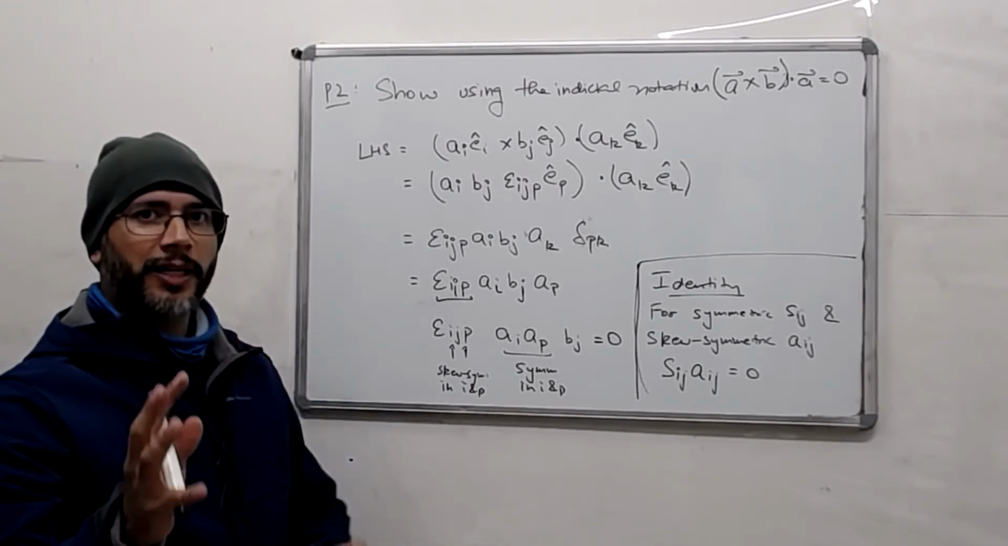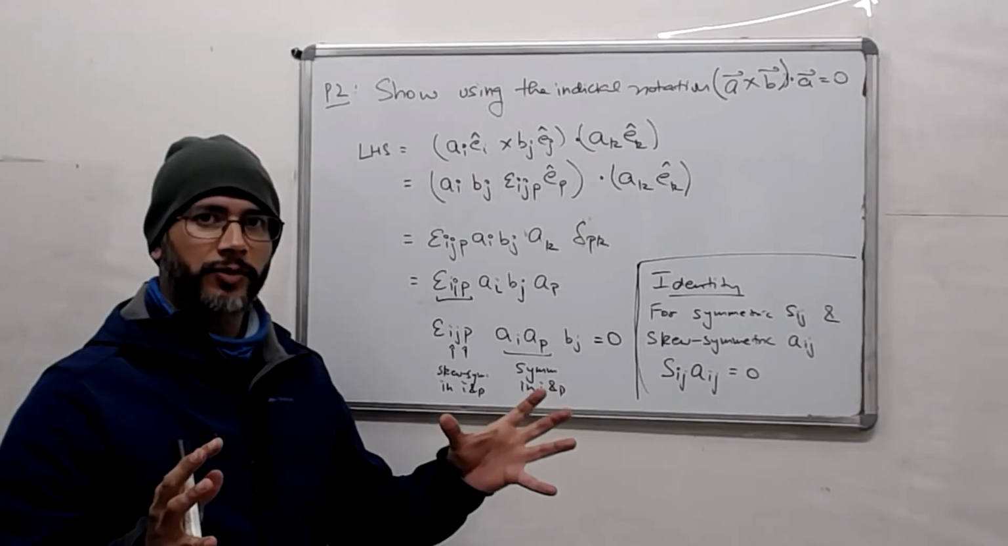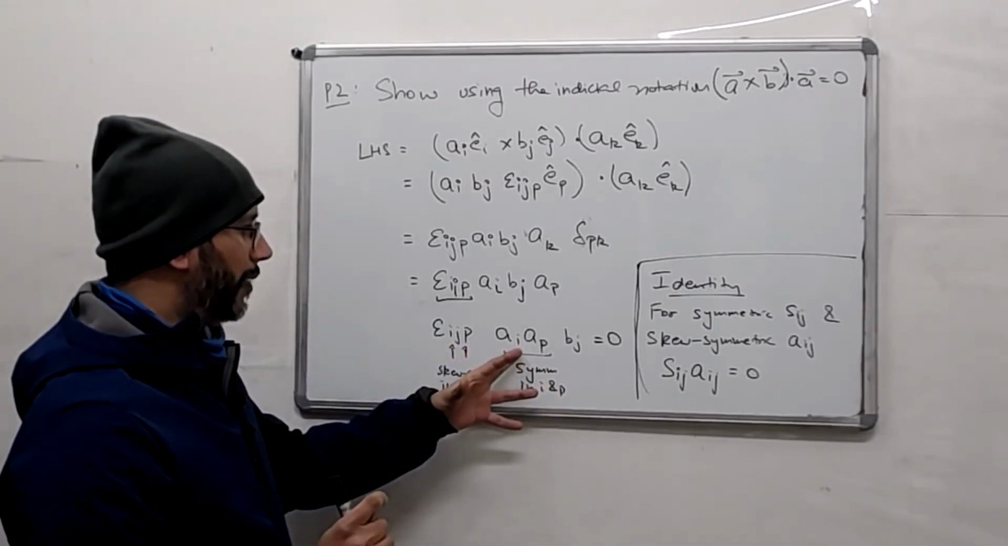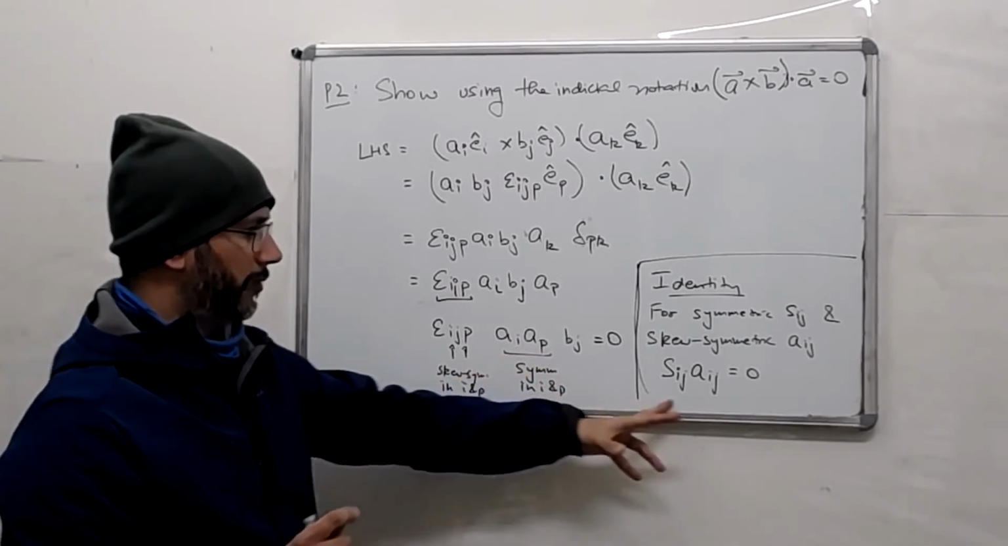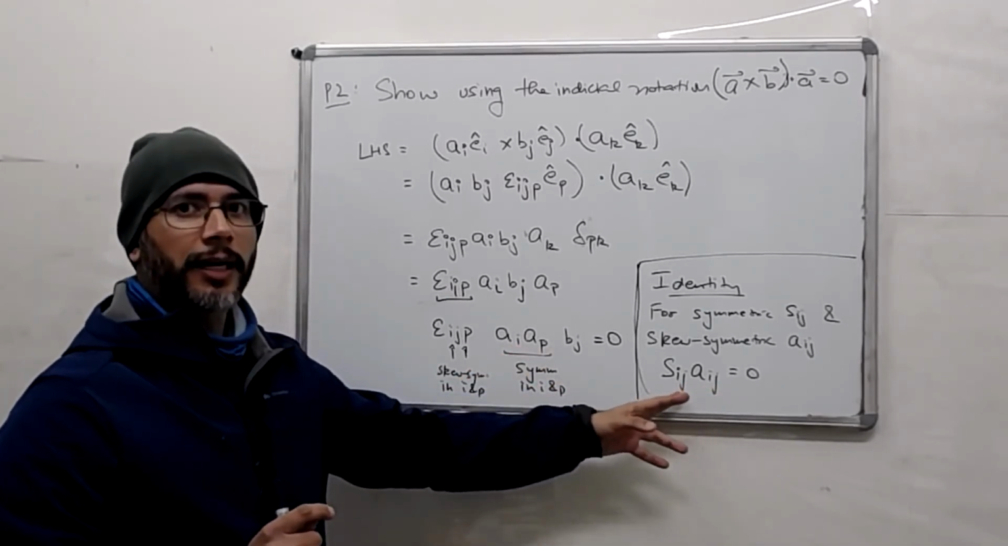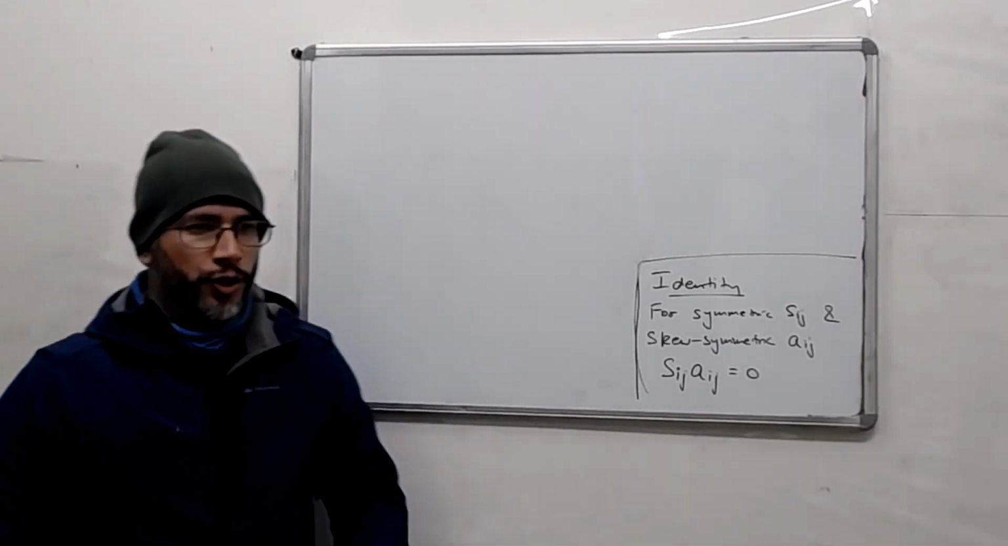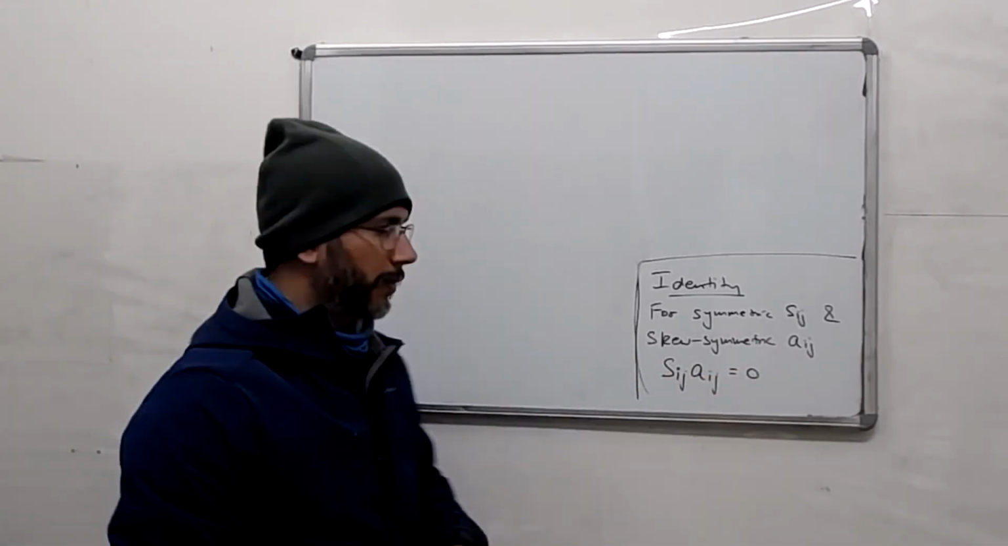Whenever you see a symmetric and a skew symmetric second order tensor or a matrix, and you have a double dot product of those in the sense of S_ij A_ij, then that product is going to be 0. So let's now show that this identity is true.